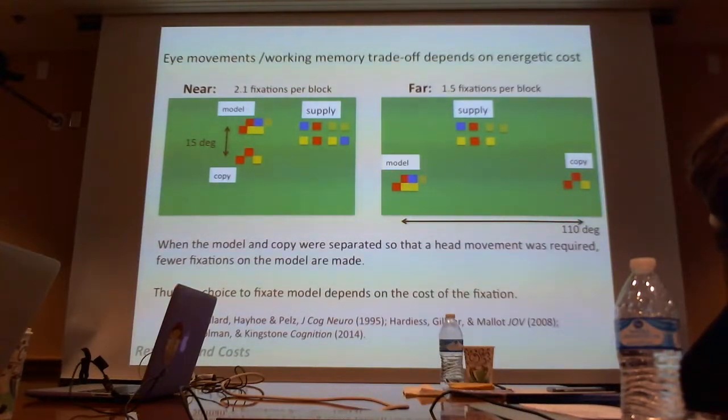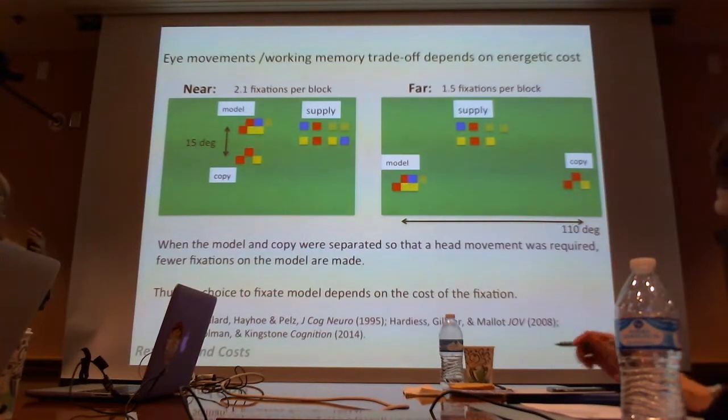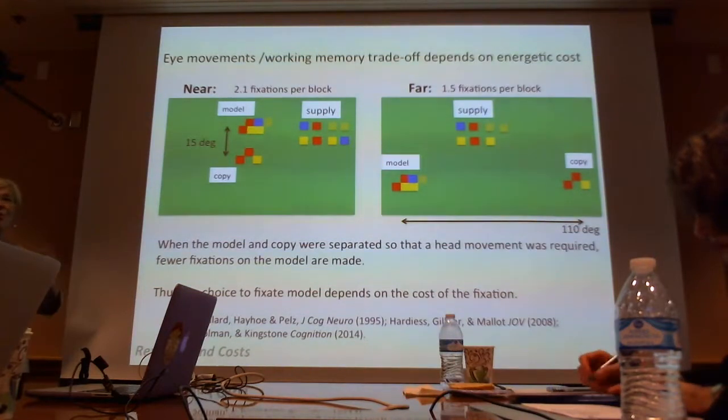But what happens when you separate them by like 100 degrees, so now you make a head movement, maybe even shoulder movements. Then you start looking at the model substantially less. So this trade-off between, are you going to make this eye movement or not, is very sensitive to just how much it is going to cost me. This really struck me way back then. It's like, wow, how do you make these decisions on this very rapid time scale?